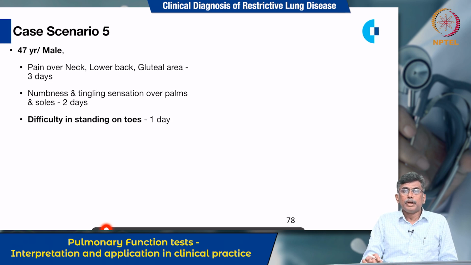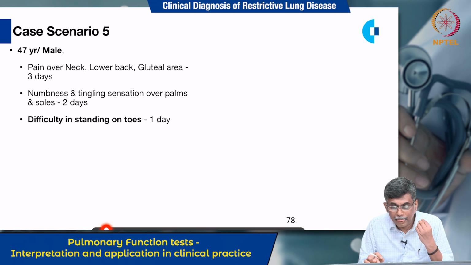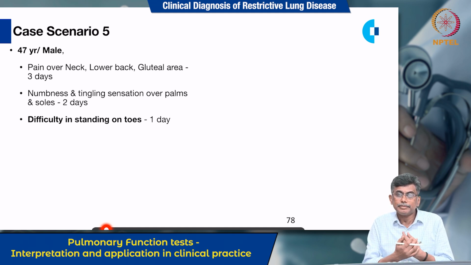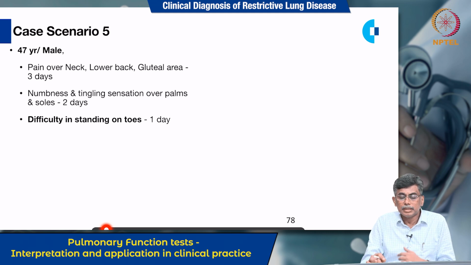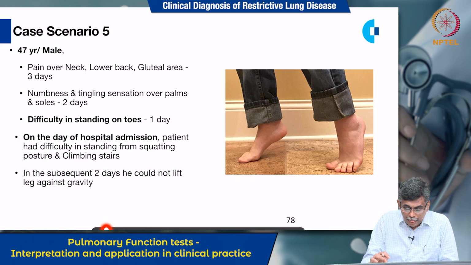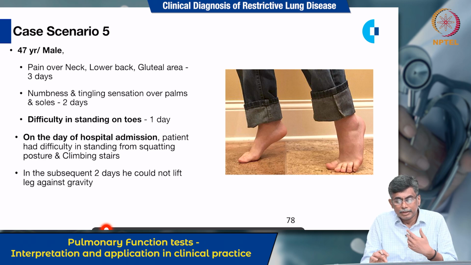Now a 47-year-old male has been complaining of pain over the neck, lower back and gluteal area for 3 days. Then 2 days later he developed numbness of the palms and the soles. Then yesterday he developed difficulty in standing on toes. He could not stand on the tip of the toes. So he got himself admitted.